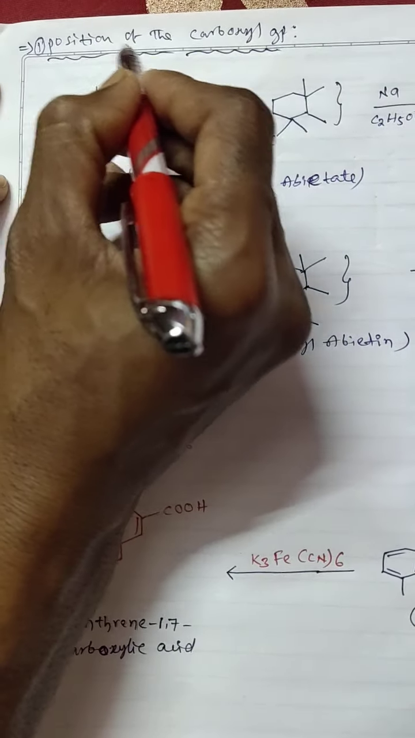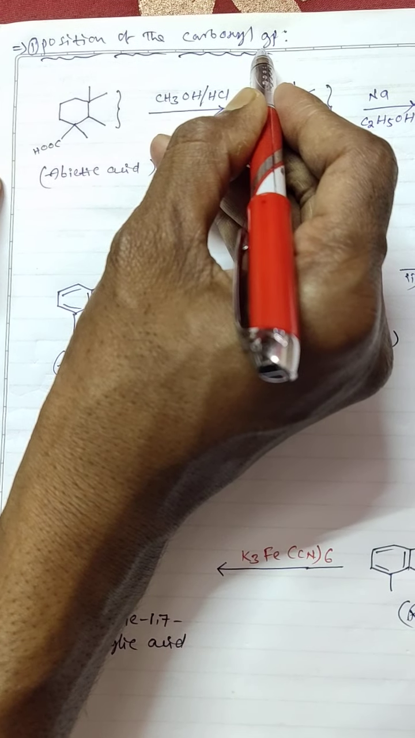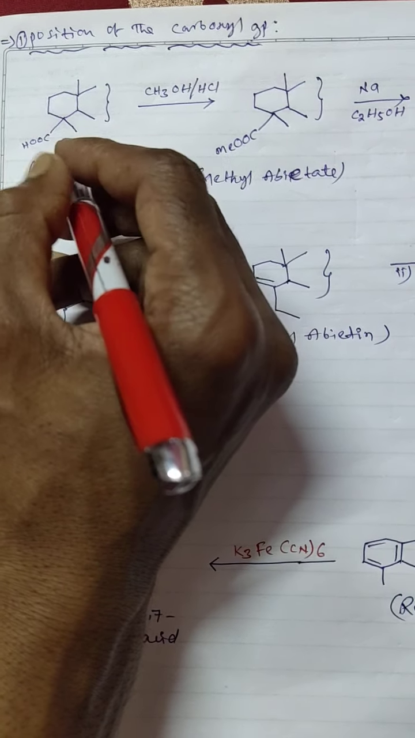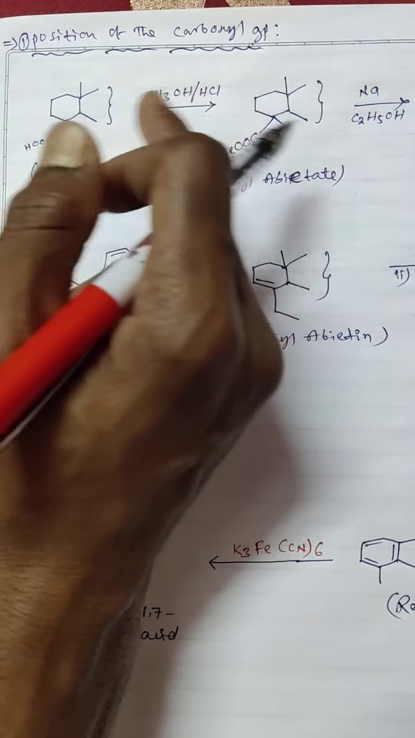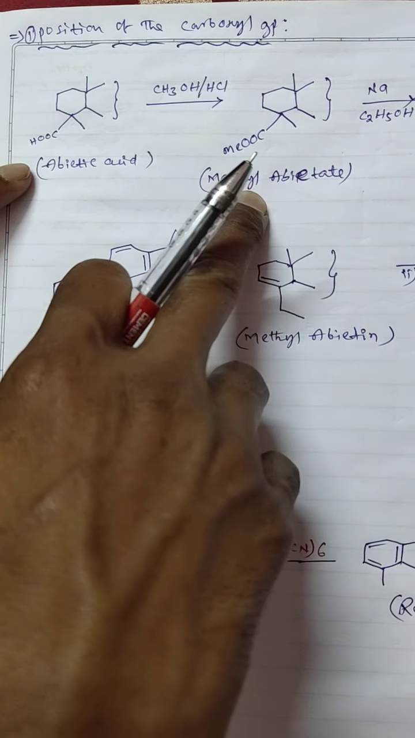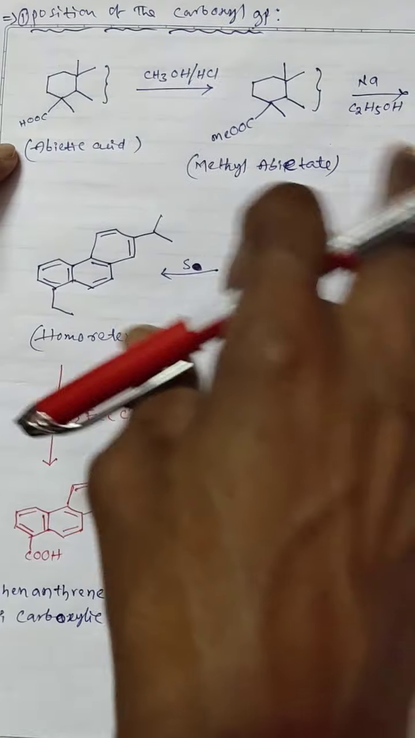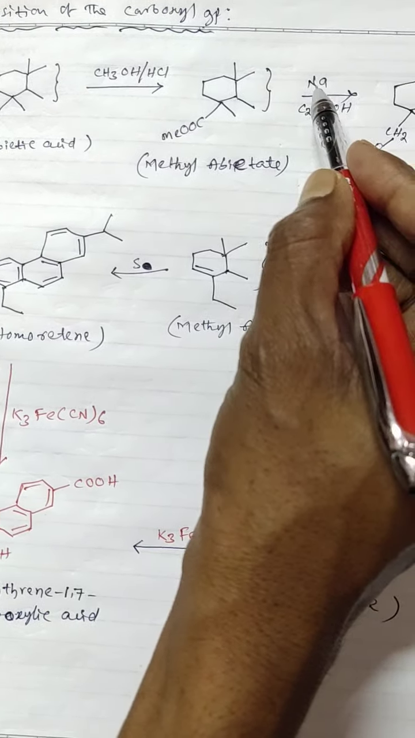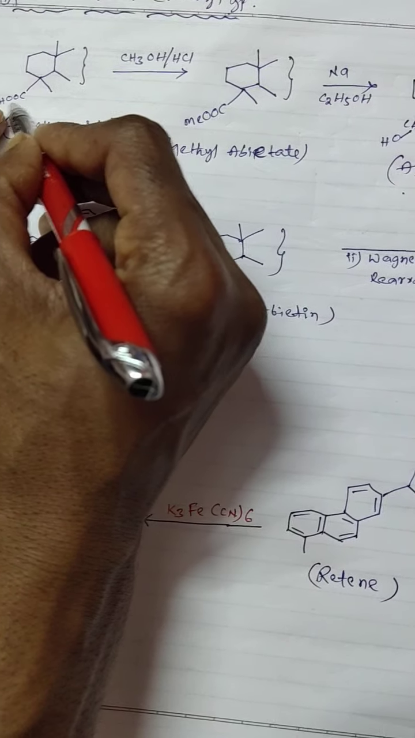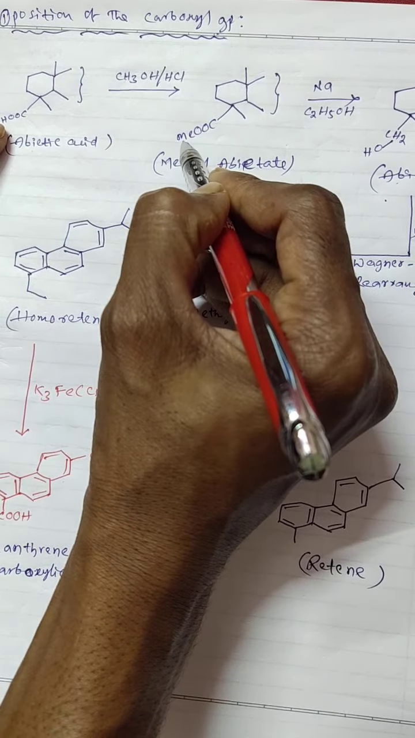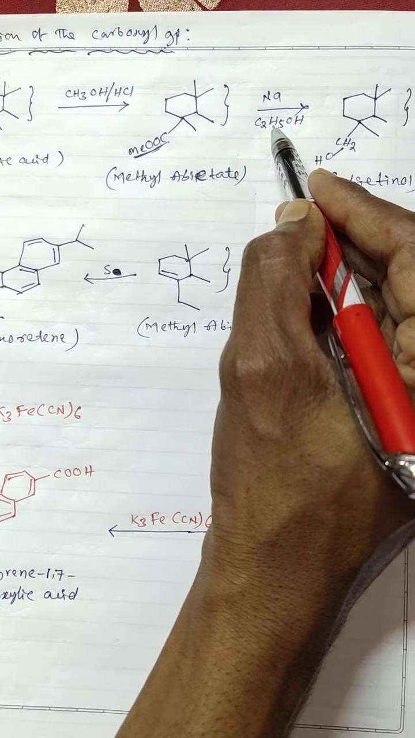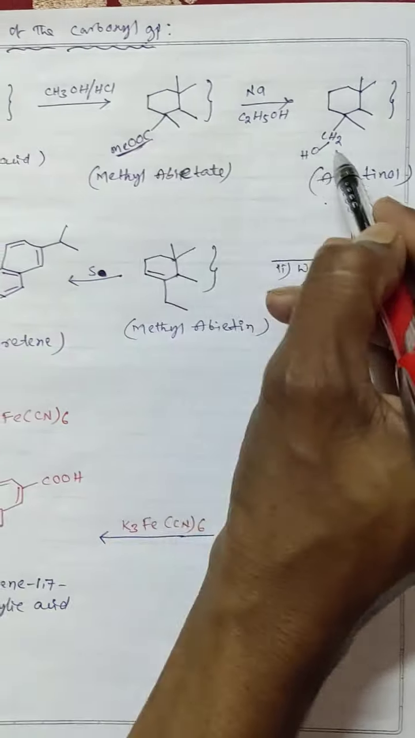So first, the position of the carboxylic group. It is established by the following set of reactions on abietic acid. First, abietic acid is reacted with methanol in the presence of HCl, forming methyl abietate. This has a carboxylic group, which reacts with methanol to form the methyl carboxylate.